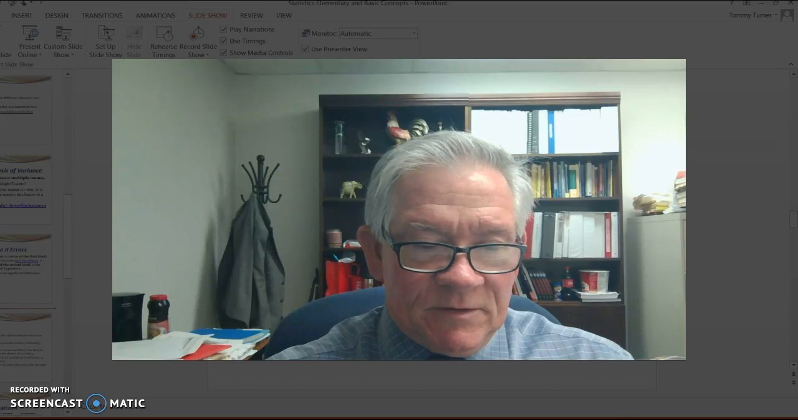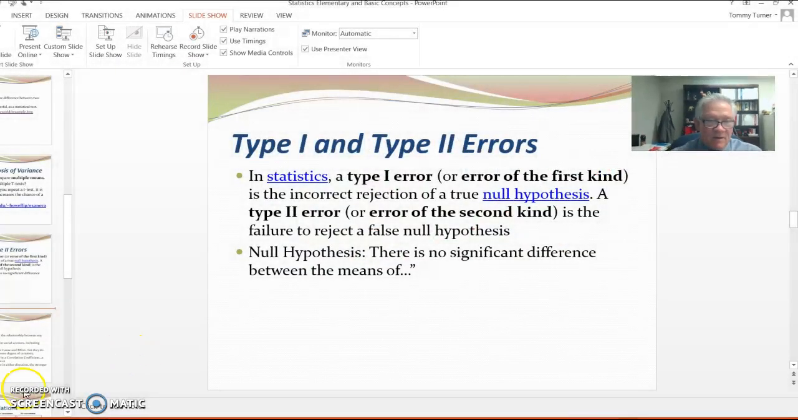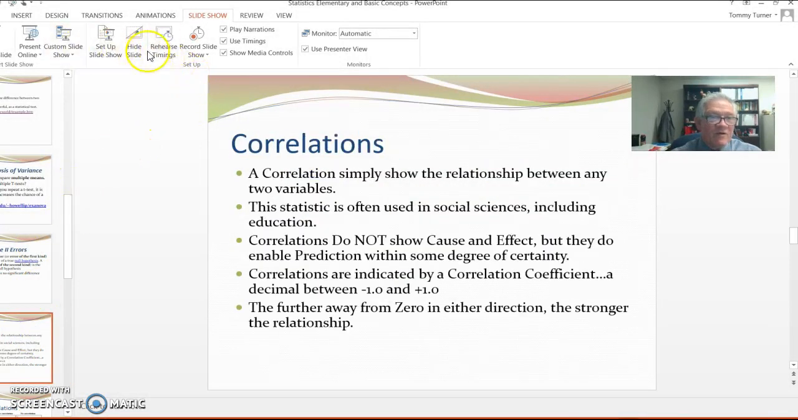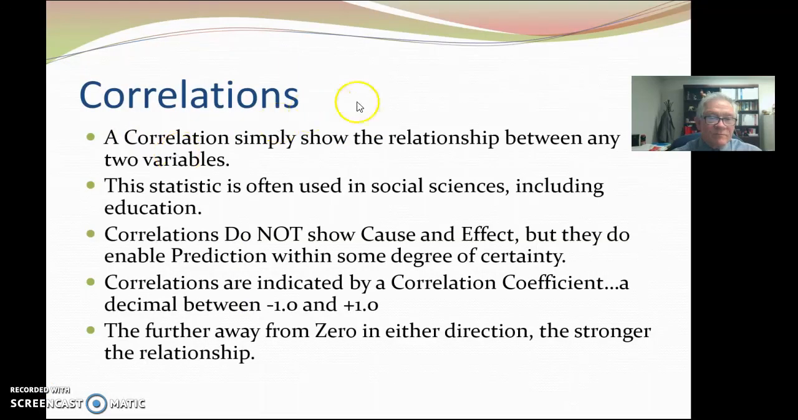I want to be sure to talk about correlations, because correlations are used very often in education and social sciences. Correlation simply shows the relationship between any two variables whatsoever. For example, is there a relationship between height and weight? Yes, there is a relationship, and you would expect it to be described in a certain way. I'll talk more about that in the next screen.